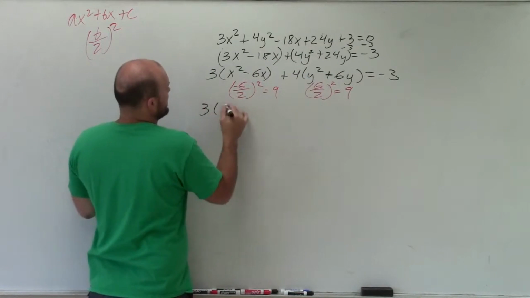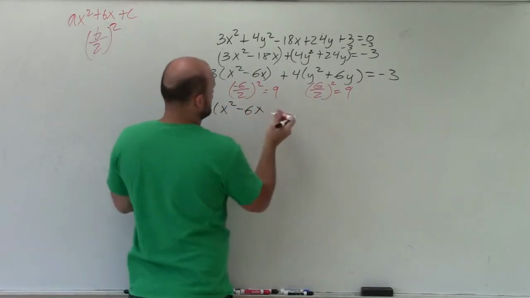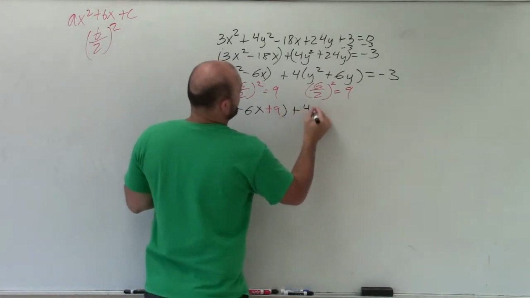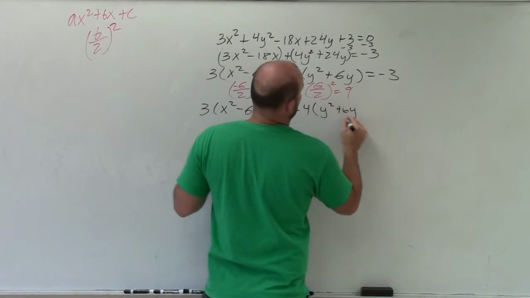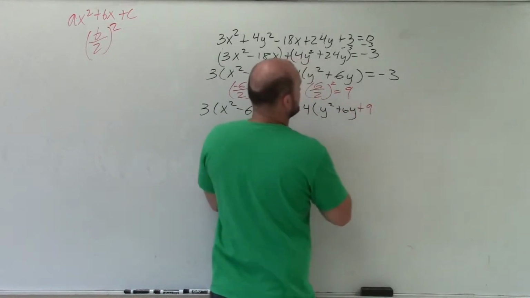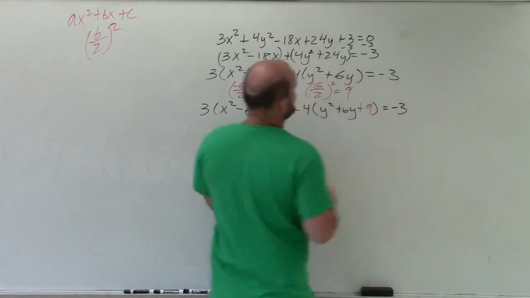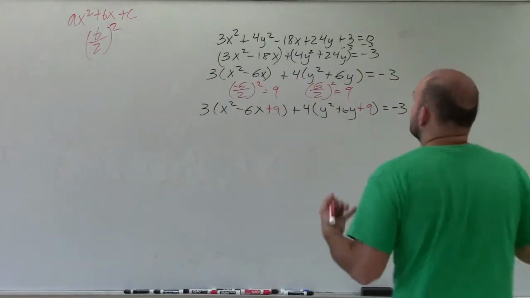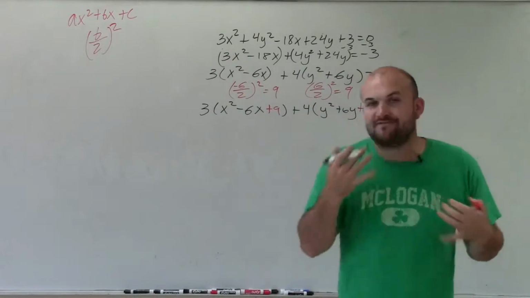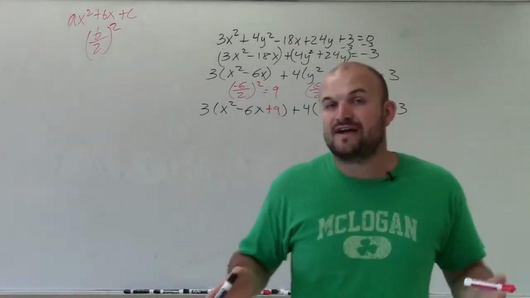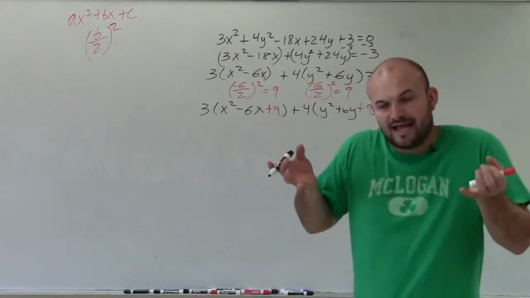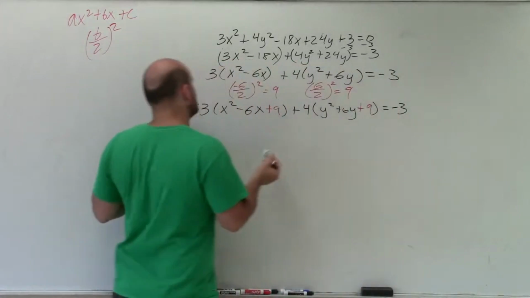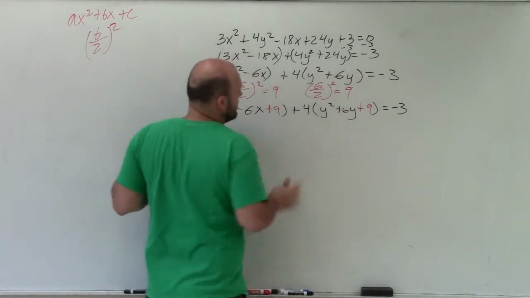So now I have 3 times x squared minus 6x plus 9 plus 4 times y squared plus 6y plus 9 equals negative 3. Okay? So by adding 9, what I have done is I've created a perfect square trinomial, a trinomial I can factor down into a binomial squared, meaning a factor multiplied by itself. And you can see they're exactly the same. The only difference is here my middle term is negative, here my middle term is positive.